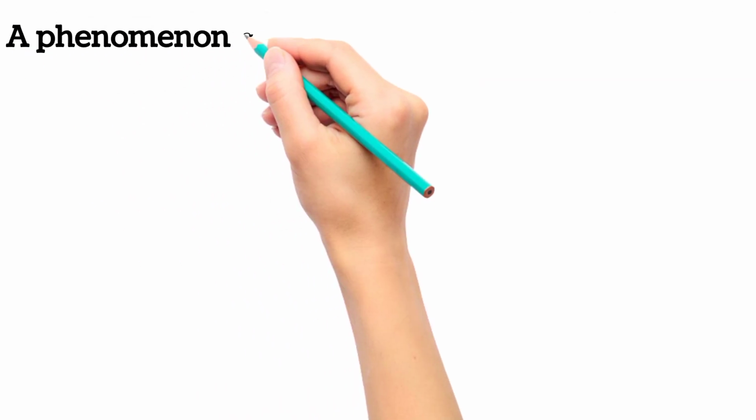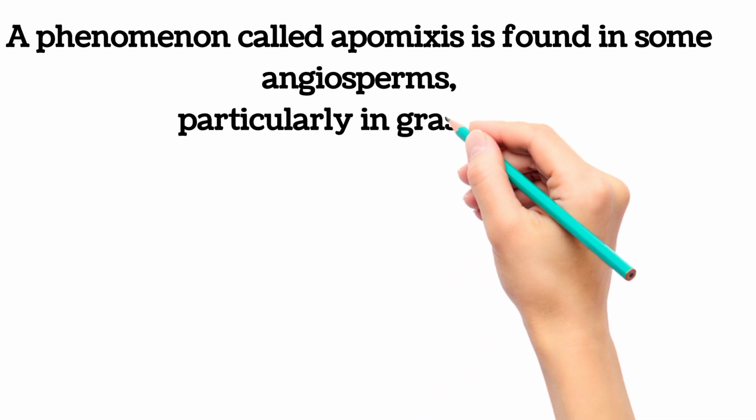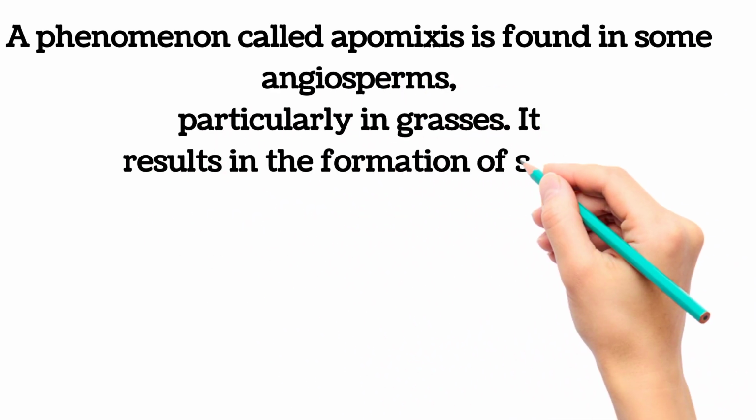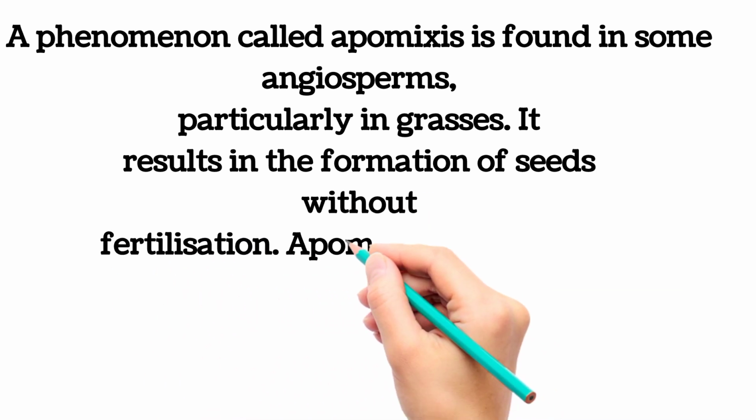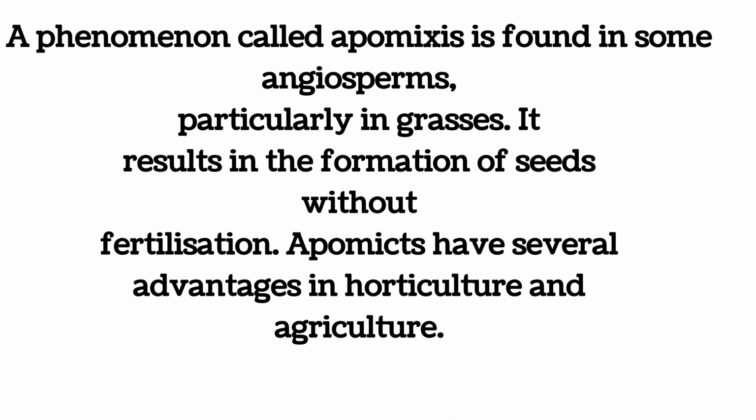A phenomenon called apomixis is found in some angiosperms, particularly in grasses. It results in the formation of seeds without fertilization. Apomixis has several advantages in horticulture and agriculture.